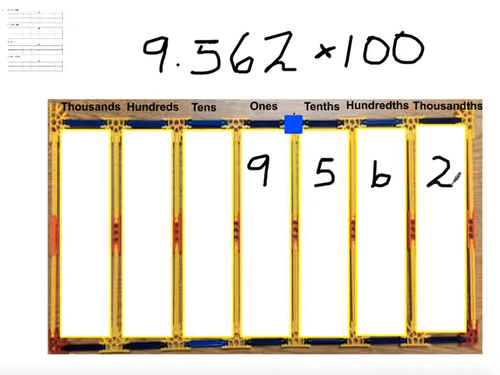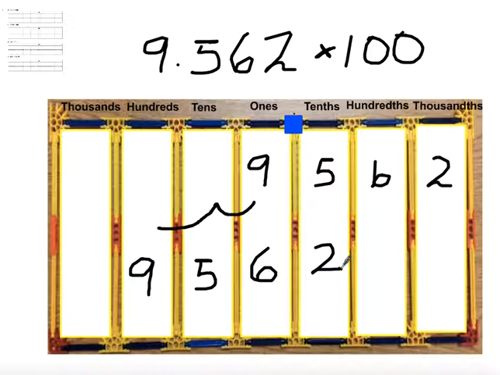9.562. And I'm going to shift now, when I shift 1, that's like times 10, times 100 will bring all the digits over here. So my final answer is 956.2.